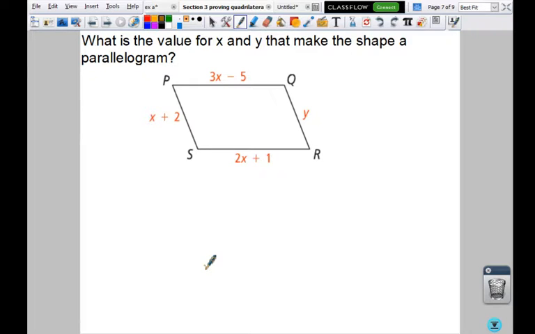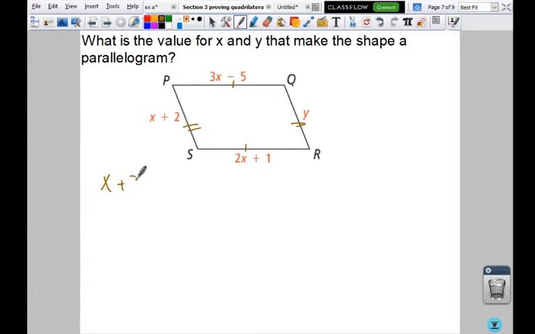They equal each other. They're congruent. So they can touch, and that and that. I can figure out what values for x and y make the shape a parallelogram just by setting them equal to each other.